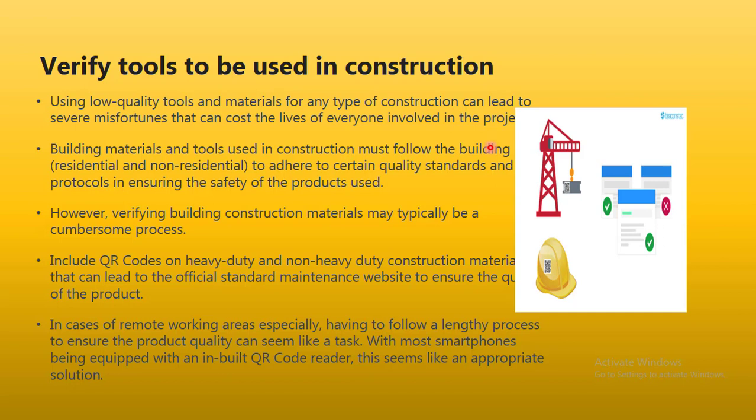Building materials and tools used in construction must adhere to certain quality standards and protocols in ensuring the safety of the product used. However, verifying building construction materials may typically be a cumbersome process. Include a QR code on heavy duty and non-heavy duty construction material that can lead to the official standard maintenance website to ensure the quality of the product.